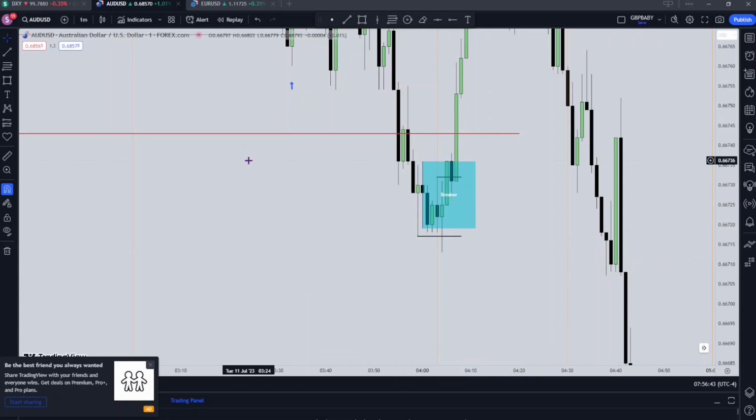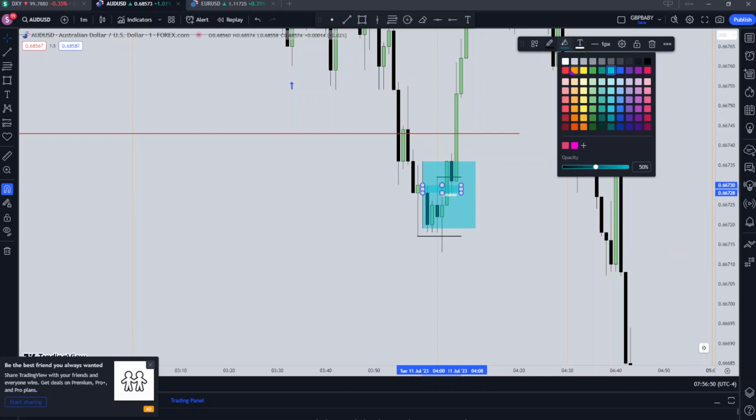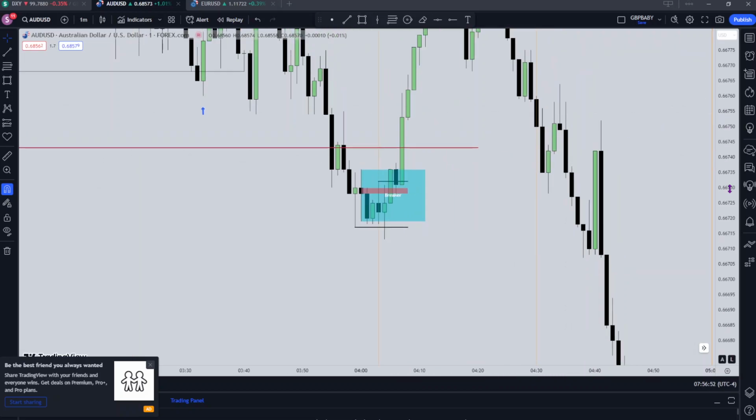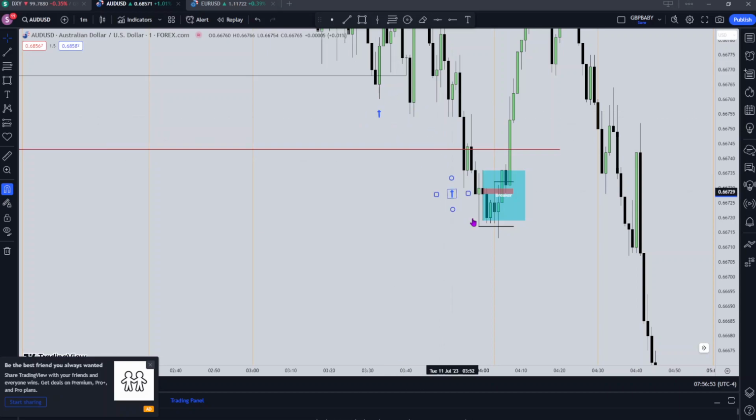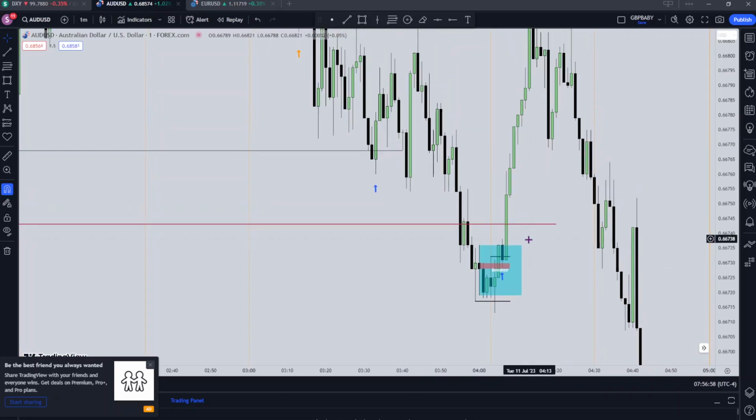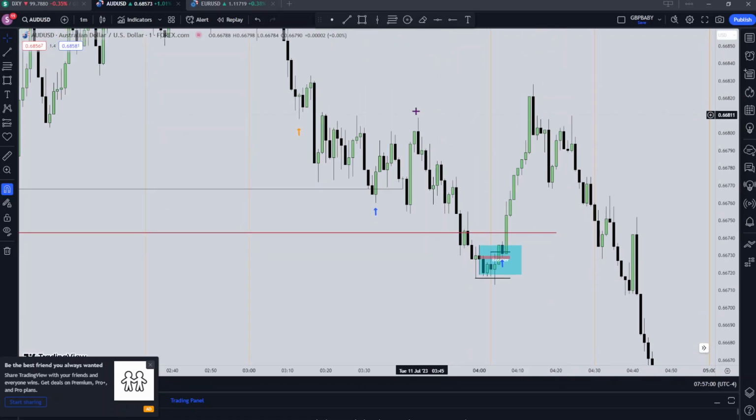So if we wanted to hone in on it as well, we could easily just draw this out, and that exact area there would be the entry. So let me put a buy here on this candle, and then I'd anticipate these relative equal highs getting taken, which is exactly what happens.